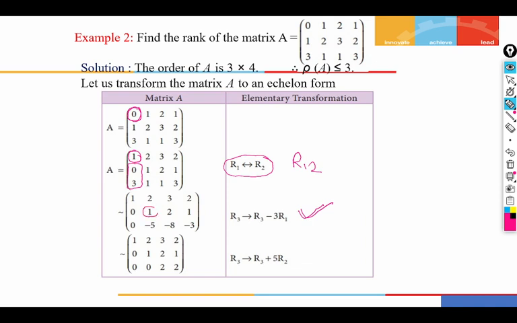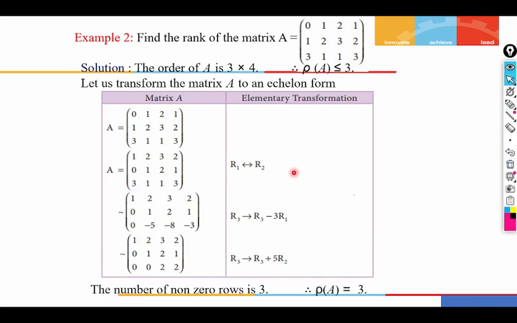Now we focus on A22. Using A22, we are going to make this 0. So the transformation is R3 plus 5R2. Now easily you will observe below the main diagonal A11, A22, A33, everything is 0. So this is a row echelon form. How many non-zero rows are there? You'll observe the first, second, and third. All three are non-zero rows. So rank is 3. The rank of this matrix is 3, and that is the final answer here. That's one.